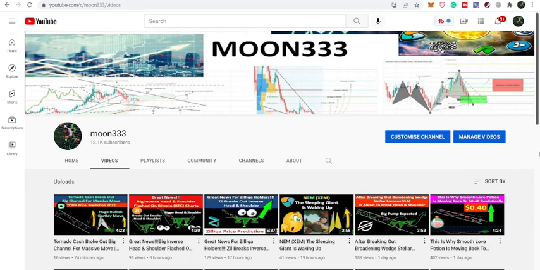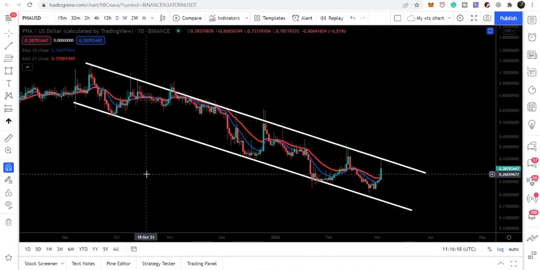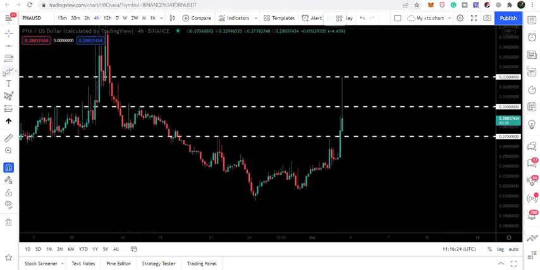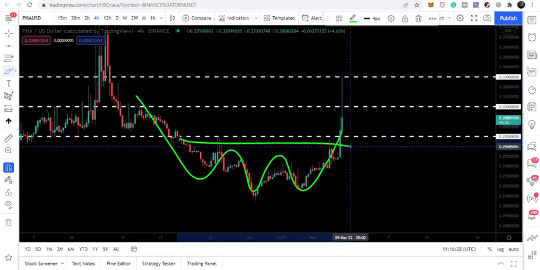Hope you're well and welcome to the new update on Phala or PHA coin. In today's video, I want to show you a very long-term down channel that Phala has formed on the daily time frame, and we will also take a look at this inverse head and shoulder pattern, and Phala has broken out the neckline of this inverse head and shoulder pattern.